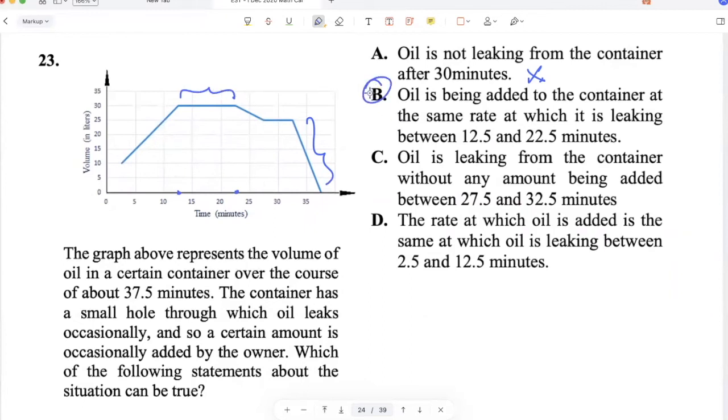Oil is leaking from the container without any amount being added between 27.5 and 32.5. No, this is wrong. You are adding because the amount is constant. The rate at which oil is added is the same at which oil is leaking between 2.5 and 12.5. No, you're adding more because that's why the amount of oil is increasing. So B.